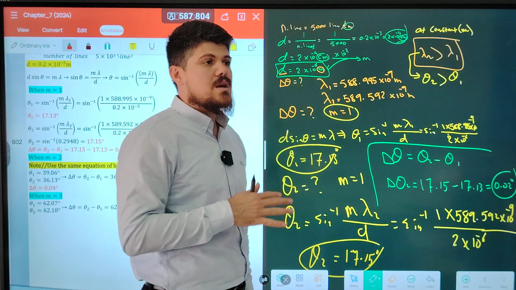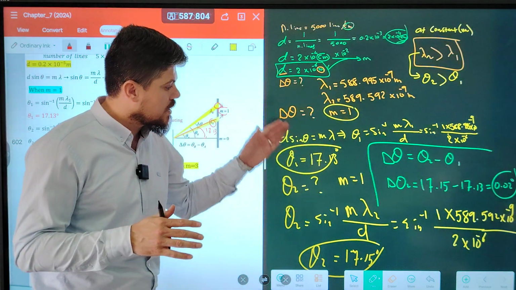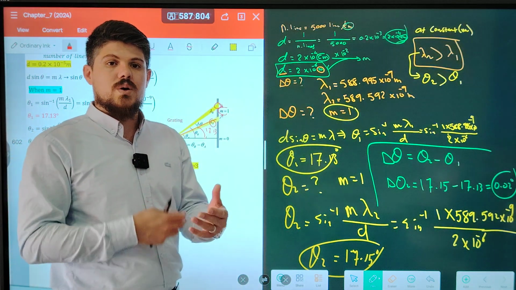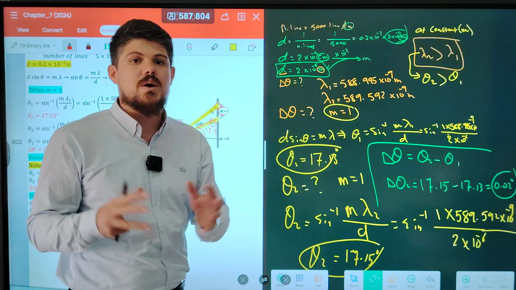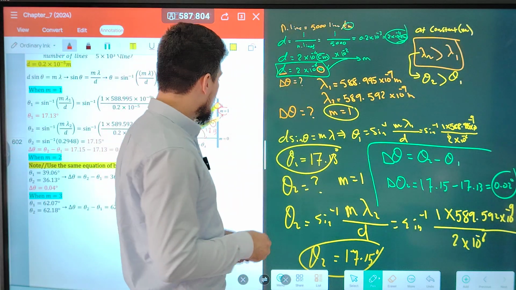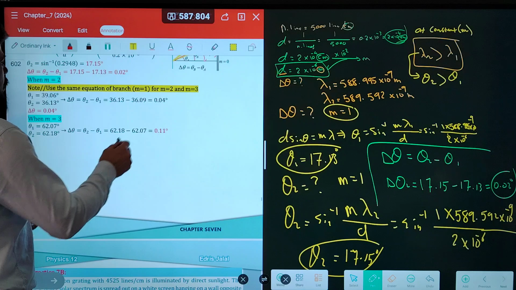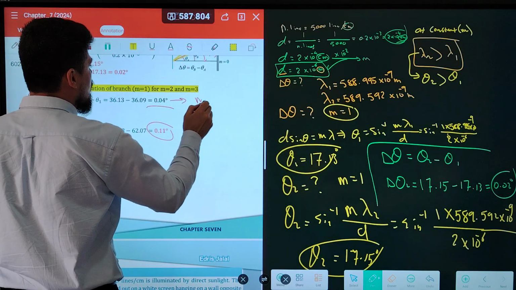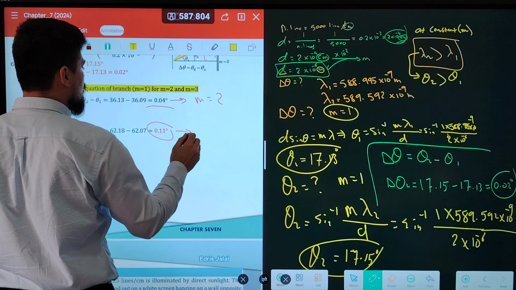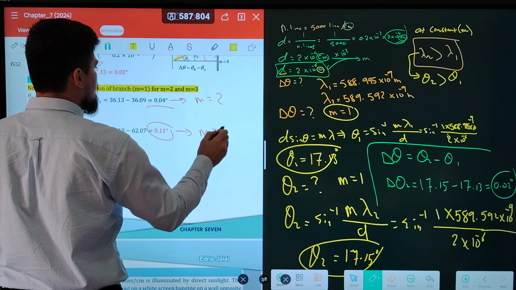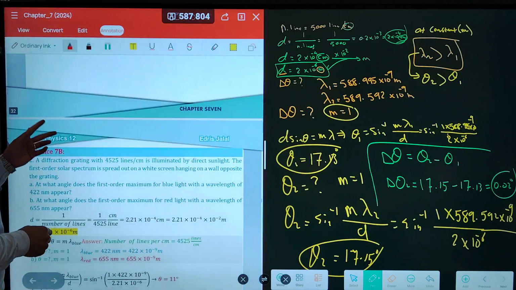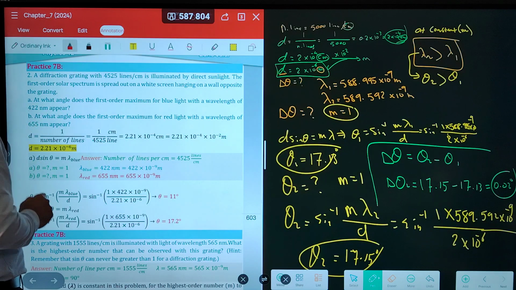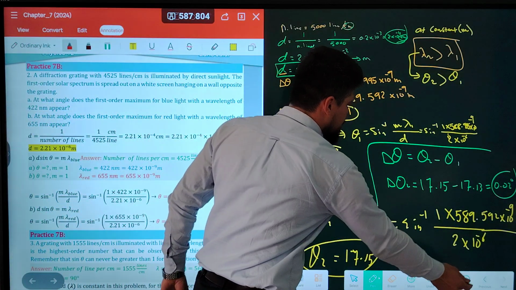So you have to do the same process, the same thing, for m equal to 2 and m equal to 3. You can try by yourself and solve this question. The answer was already mentioned here, okay? Delta theta is equal to 0.04 for m equal to 2, and 0.11 for m equal to 3. Question 2, practice 7b.